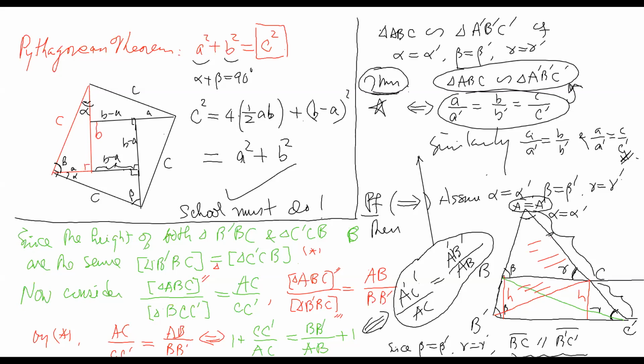Okay. All right, so now we're going to move on to another so-called equivalence relations among the similar triangles. Okay, so here's the theorem. So the following are equivalent. The first one is triangle ABC is similar to triangle A prime, B prime, C prime, okay?